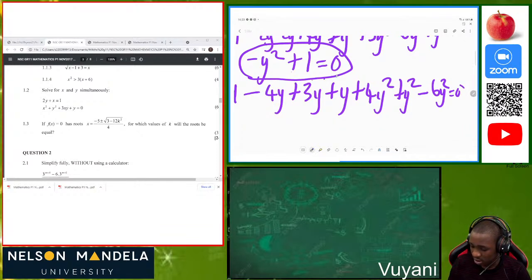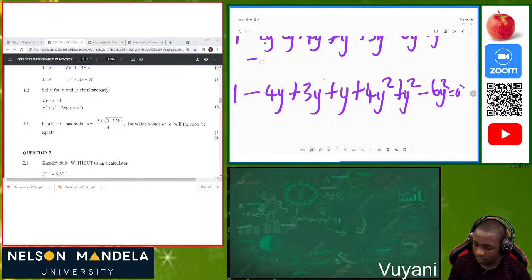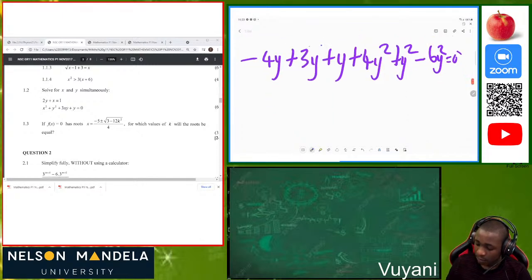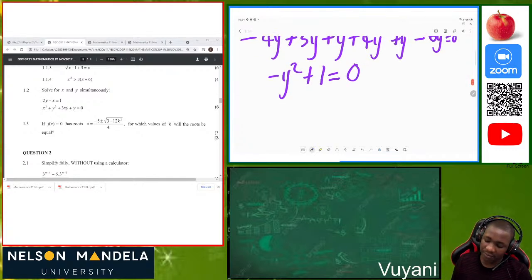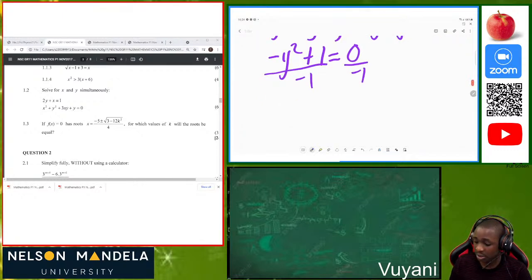Now we have negative y squared plus 1 equal to 0. When you divide all through by negative 1, we're going to have y squared minus 1. We divide by negative 1 so that our y squared can be positive. We're going to have y squared minus 1 is equal to 0.